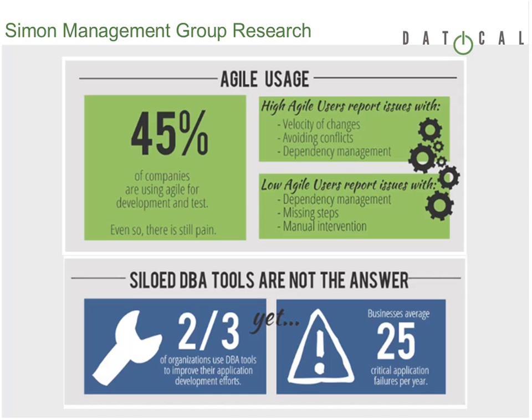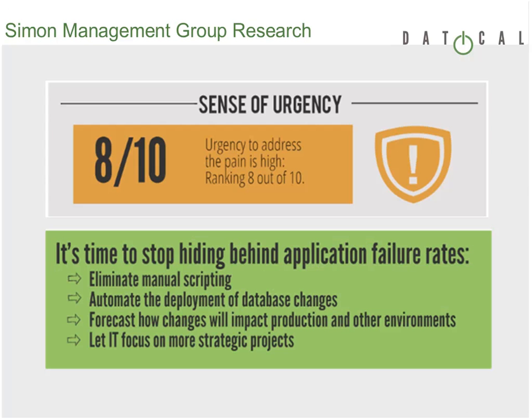On top of that, 2/3 of these organizations do have some sort of DBA tool to resolve this issue, but unfortunately, they're still having critical application failures due to database changes. So it appears that agile development methodologies and the tools that exist today are not solving the problem. Beyond that, we found that companies are willing to rate this an 8 out of 10. That was the average number that we received for sense of urgency, and that's pretty significant.